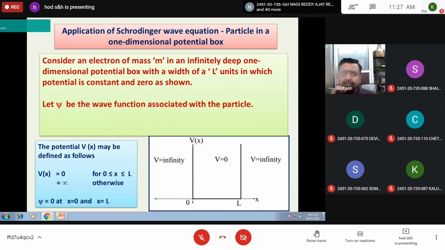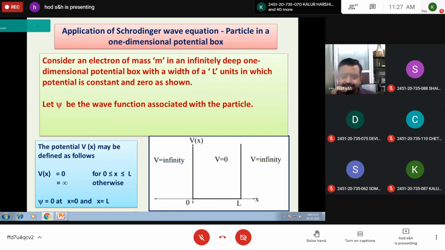Inside the box, psi has physical significance, because the probability of finding the particle inside the box is always 1, and the probability of finding the particle at the boundaries and outside the box is 0. So inside the box only psi has significance. At the boundaries, below 0 and above L, the particle has no physical significance.